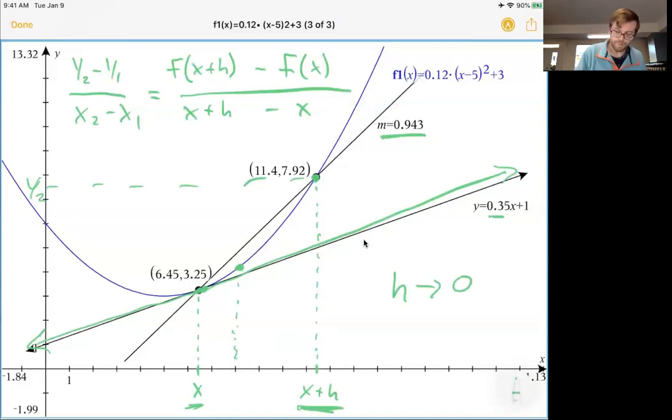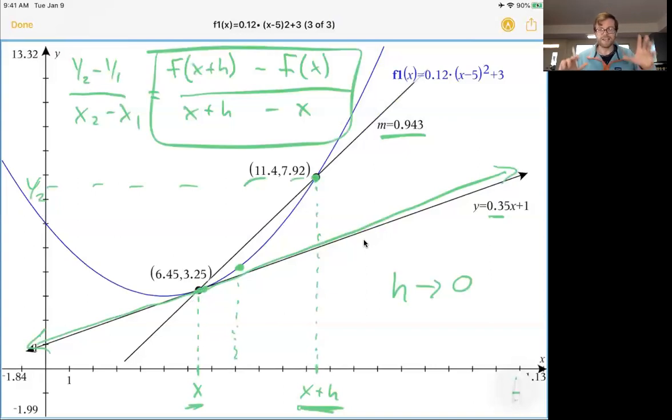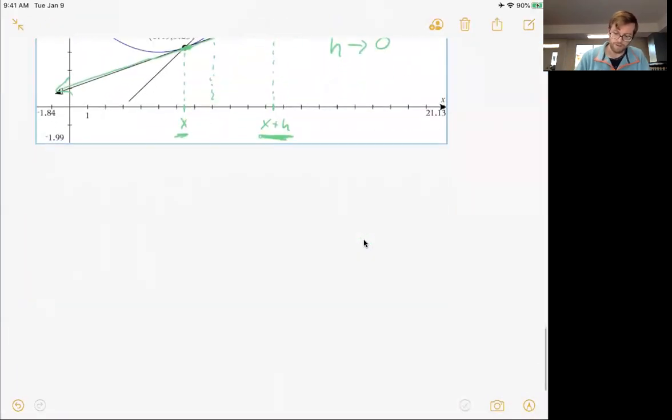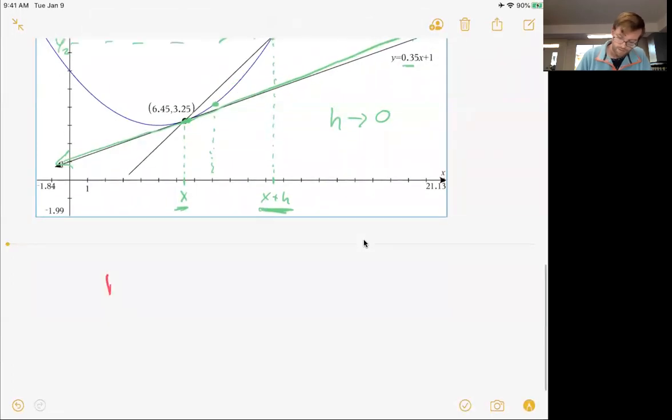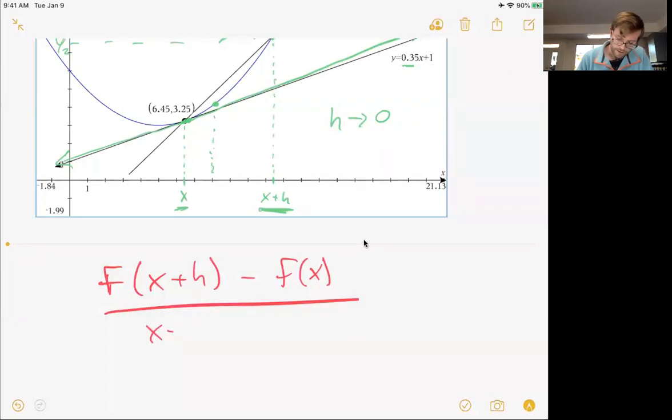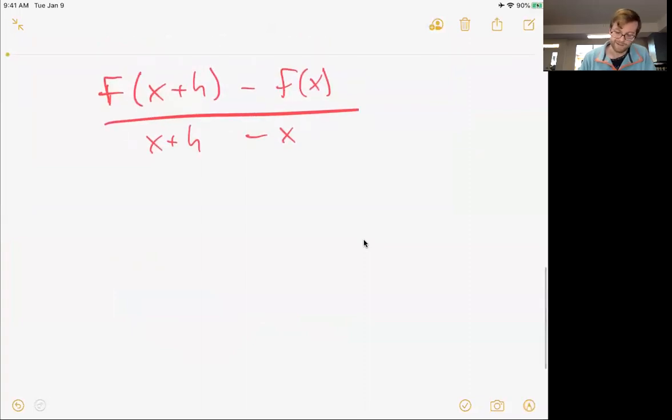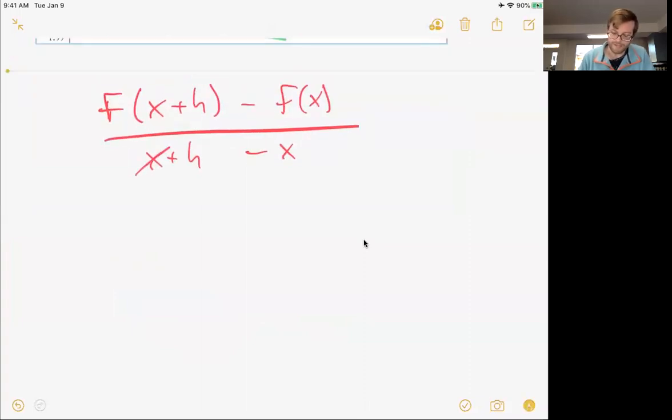Okay, so I want you to pay attention to this thing here. We got f of x plus h minus f of x over x plus h minus x. Let's write that down so we can work with it. Ooh, I'm in red now. All right. f of x plus h minus f of x over x plus h minus x. Okay, we can simplify that a little bit. For example, this is like a plus x minus x. Those cancel out.